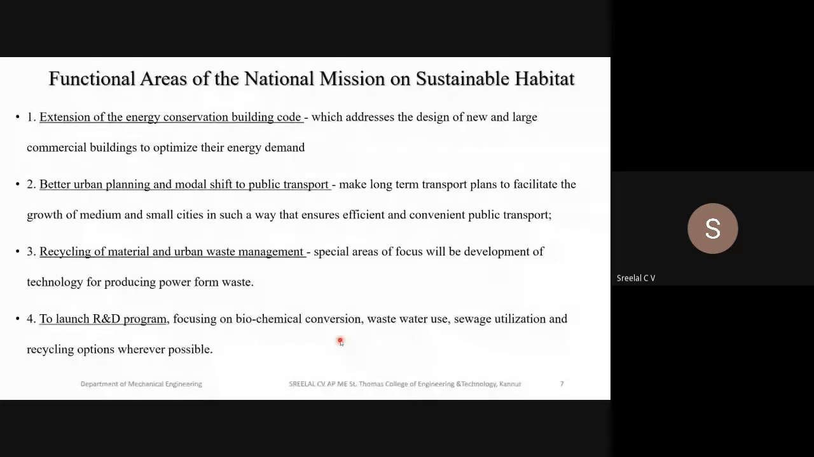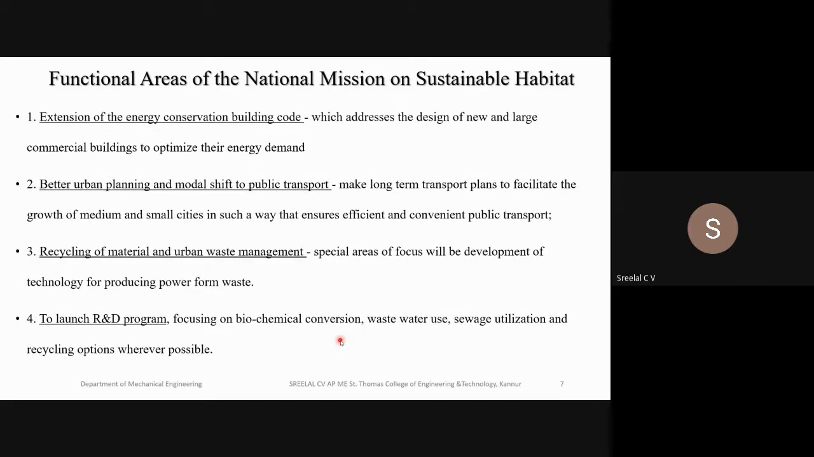Next one is better urban planning and a modal shift to public transport. Make a long term transport plan to facilitate the growth of medium and small cities in such a way that it ensures efficient and convenient public transportation. Like we are introducing the metros, and we are introducing so many electric scooters and cycles which can be used by the public, and there are so many other things also. So actually, instead of using electric vehicles, we have to promote public transportation more.